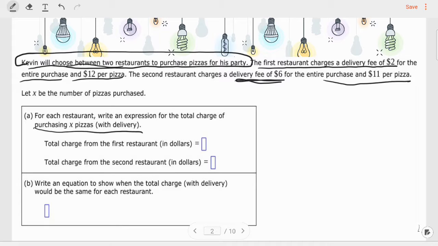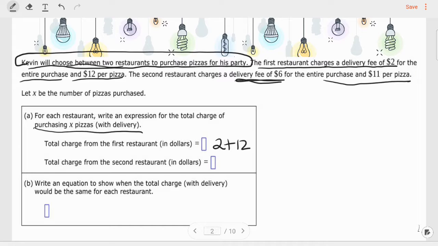Well, for the total charge, I'm thinking about everything I have to pay. So for restaurant 1, I have to pay $2. Is there anything else I have to pay? Well, yeah, I have to pay for pizza. So I have to add to that 12. Now, how many times am I going to add 12? 2 plus 12, that's going to give me 1 pizza. Plus another 12 would give me 2 pizzas.